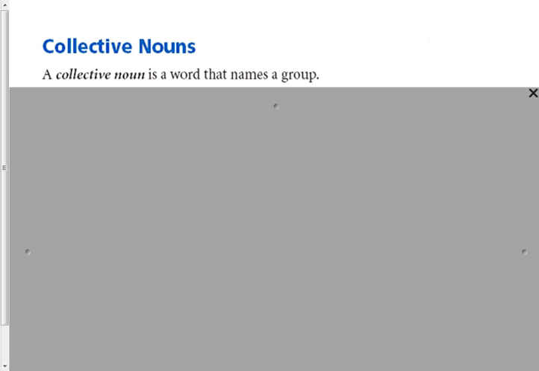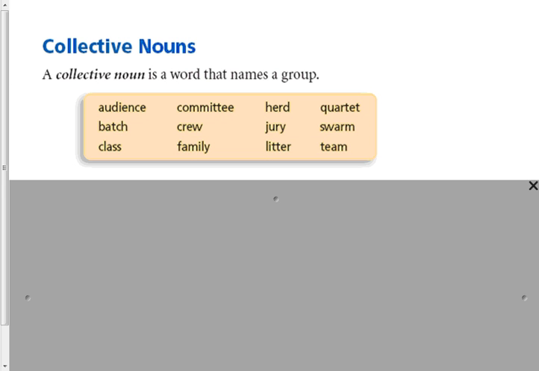And finally, the collective noun. A collective noun is a word that names a group. Here's some examples of groups: audience, batch, class, committee, crew, family, herd, jury, litter, quartet, swarm, team. These are all naming groups of things. There can be more than one thing in that group. There can be 5, 6, it could be 12, there could be 100. But it's one group, no matter how many things are inside that group.